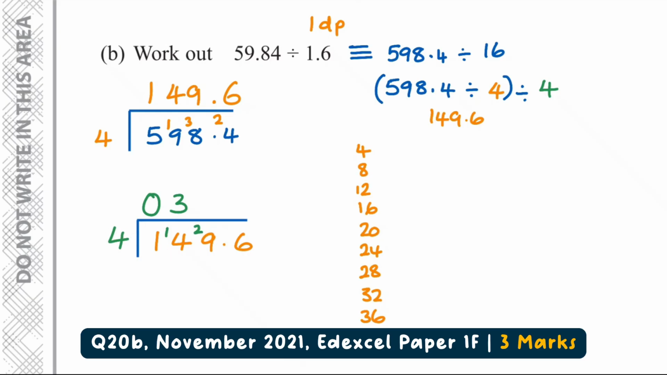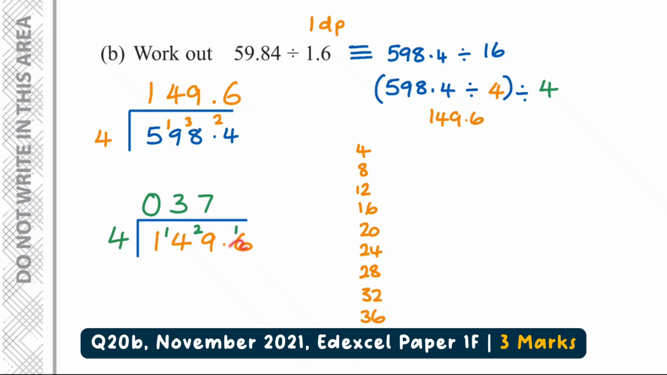Now, how many 4s in 29? So there's no 29 on the 4 times table. The largest number before 29 is 28. So we count up to 28: 1, 2, 3, 4, 5, 6, 7. So that's 7 lots. And we're going to write 7 at the top of our bus stop. Now from 28 to 29, we've got 1 left over. So we're going to carry that to the next digit.